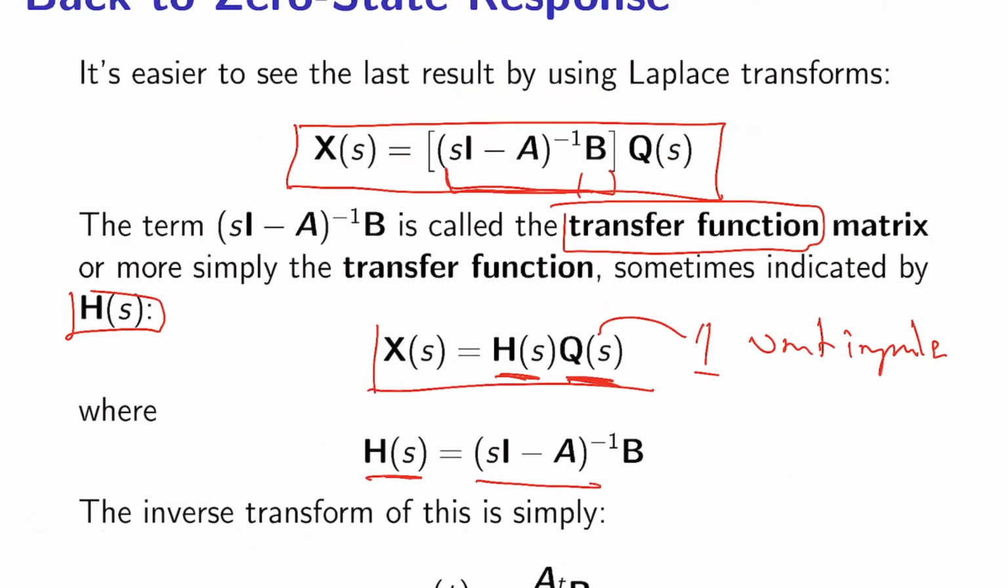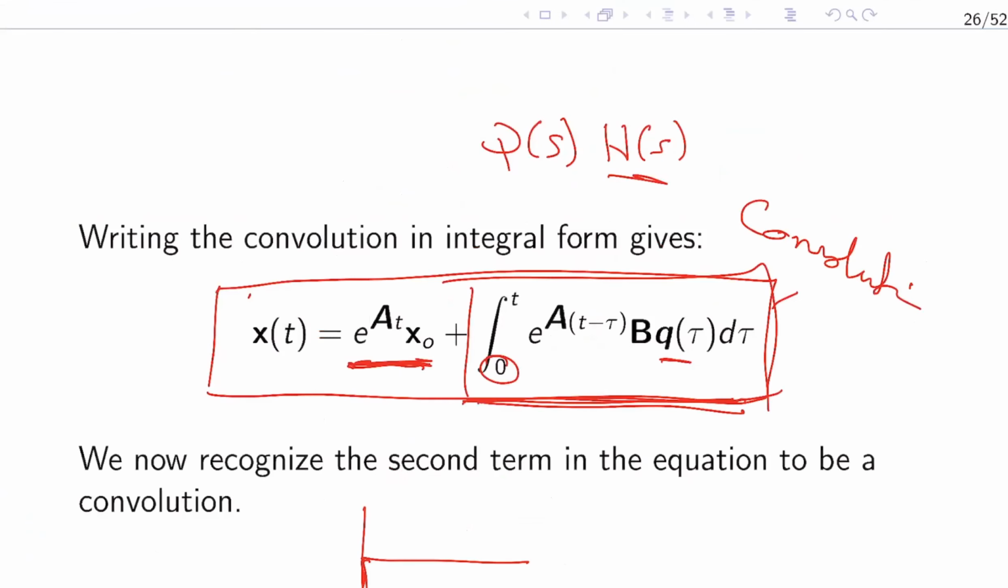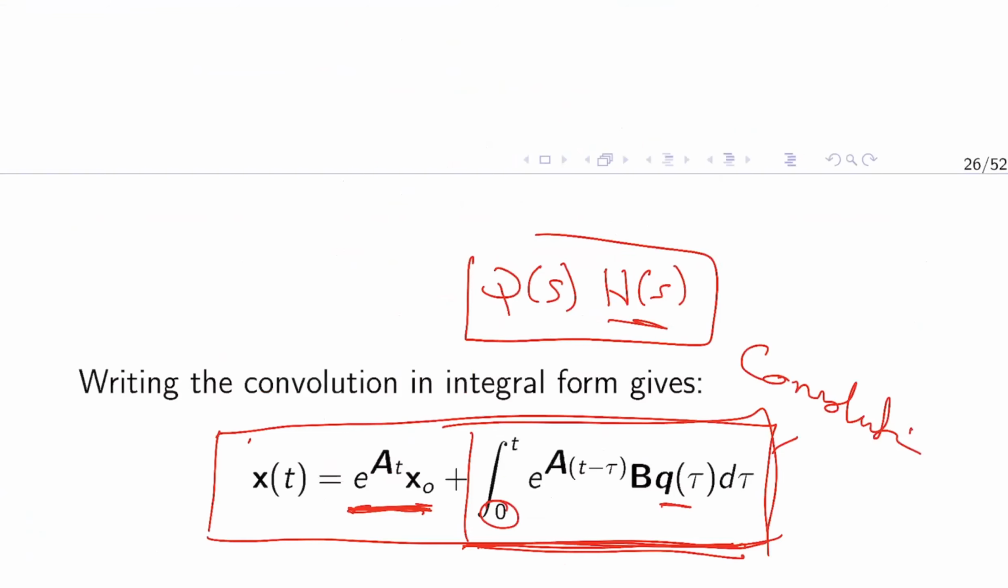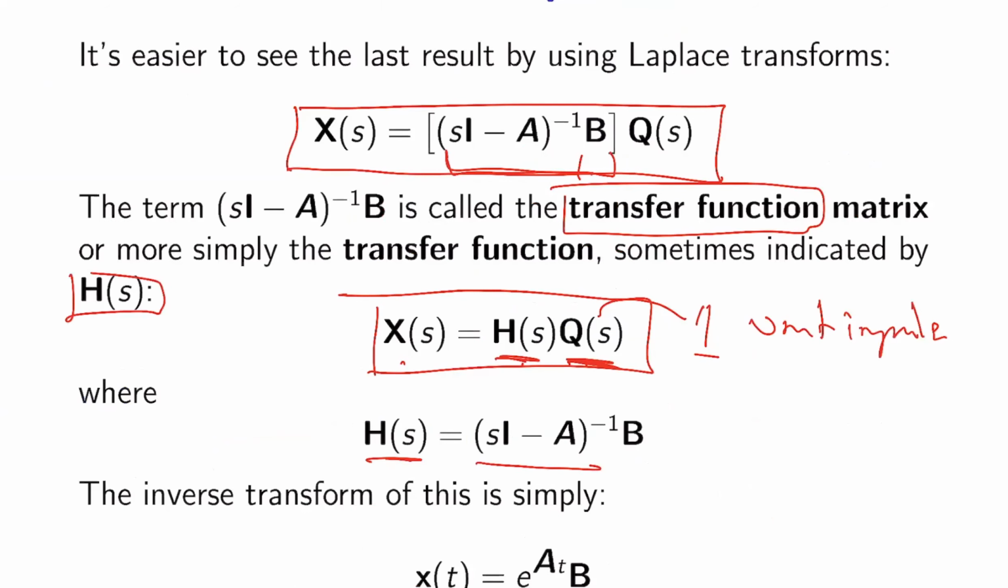But this piece here is a key equation: the Laplace domain response is the transfer function times the input. This is why I put this thing up here, except it should be the other way around. This is the scalar form, but when you do the matrix form, the Q is actually on this side, which is what I got here.